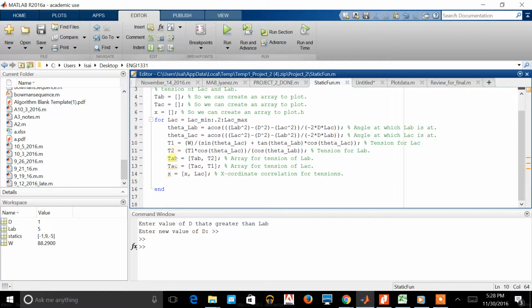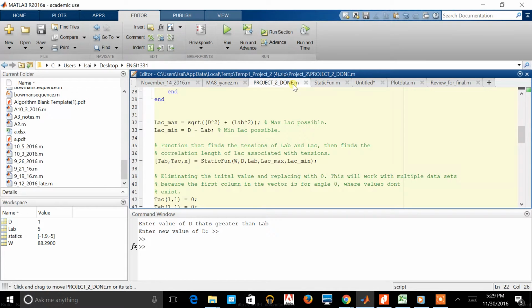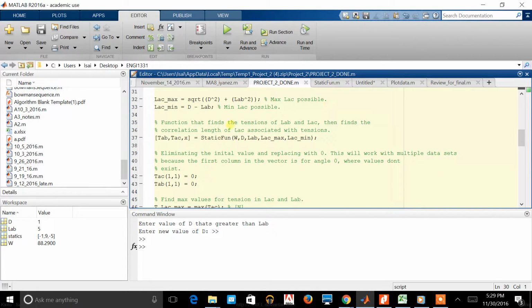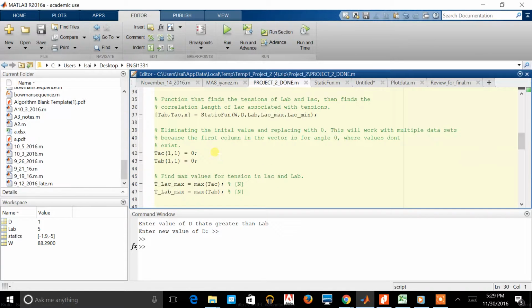Here we have TAB, which is the array for tension of LAB, and then TAC, which is the array for tension of LAC, and then X here, which is the X-coordinate correlation for tensions. So going back to our script here, then we take our initial values and replace them with 0.